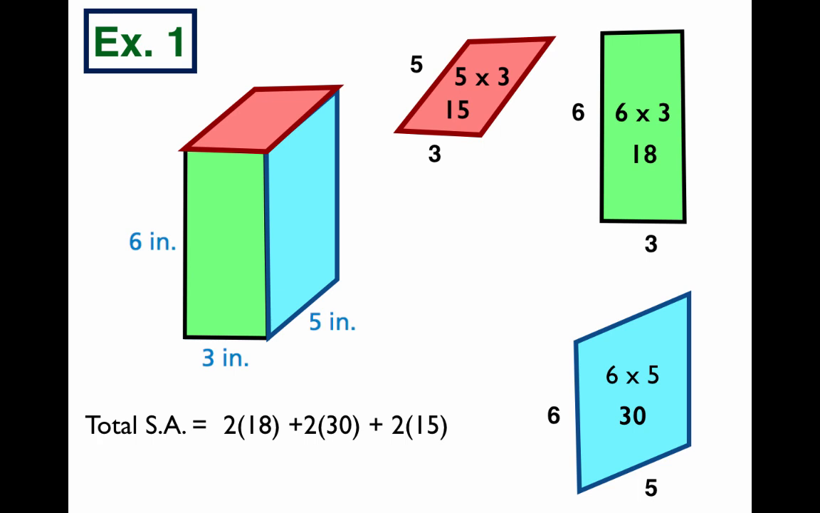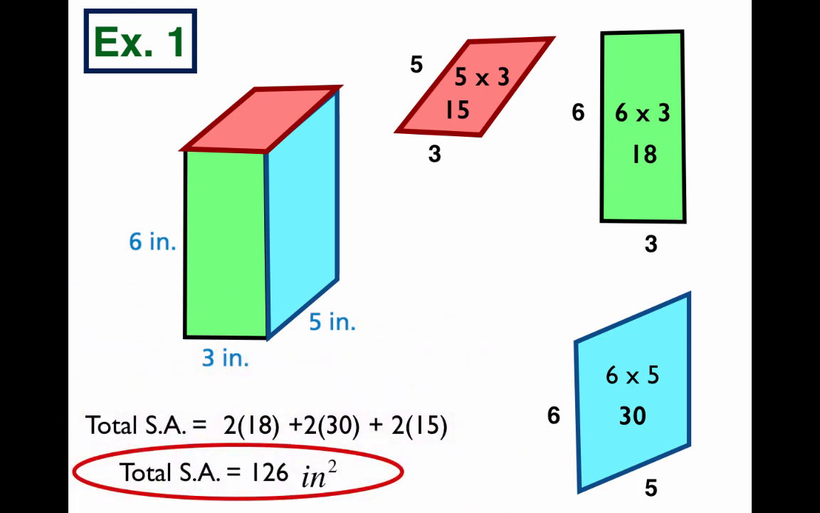And then we just got to grab a calculator or do the math in our head or off to the side of our paper. However you want to add all that up, that's fine. 2 times 18 plus 2 times 30 plus 2 times 15 is 126. So the total surface area of this whole object is 126, and we're going to say inches squared because we're talking area, inches squared, and that's our solution.